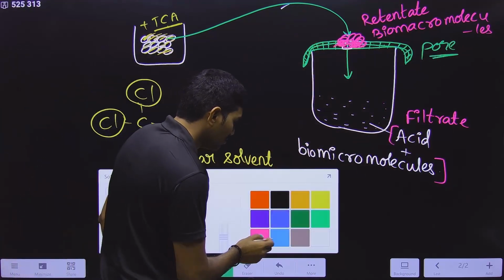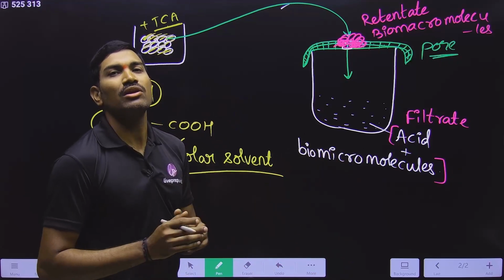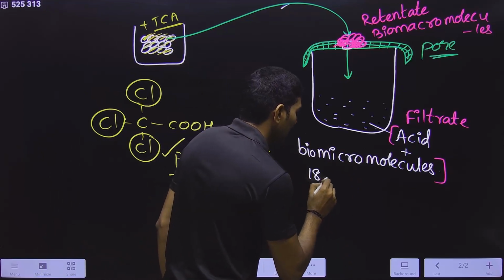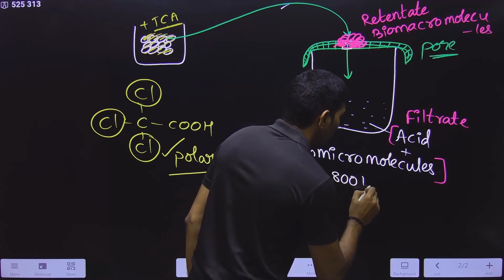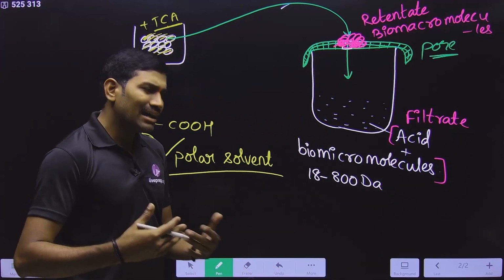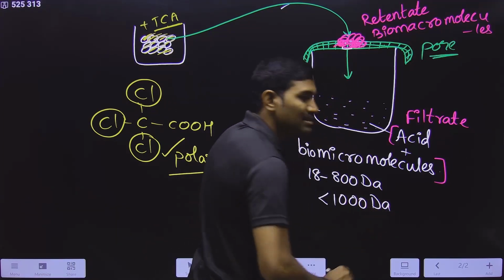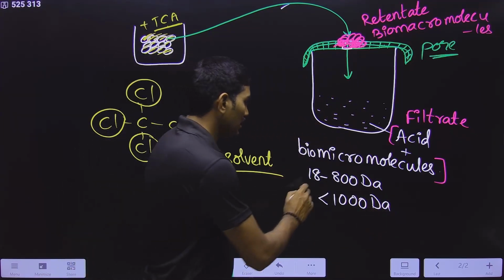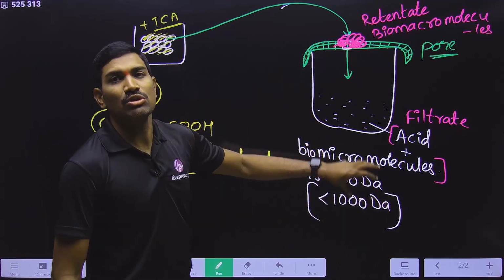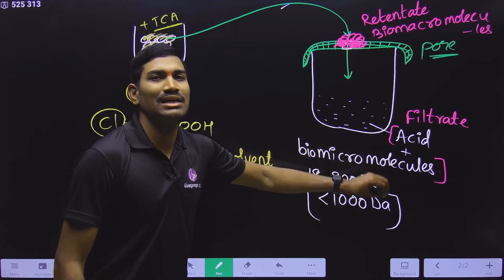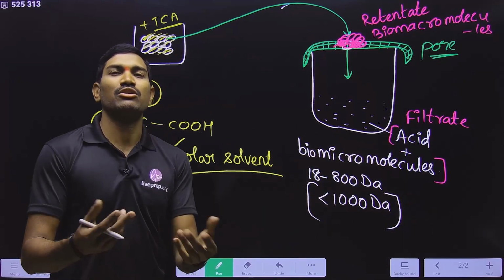The next important point that we need to know is, since these are small molecules, what is the average size of these molecules? This is also important. Generally they have a size range of 18 to 800 daltons, or else you can also say less than 1000 daltons. In NCERT, in one sentence they used this, in another sentence they used that. Both are correct, so no problem. Those molecules with a size less than 1000 daltons come along with the acid, and these are called biomicromolecules or simply micromolecules.